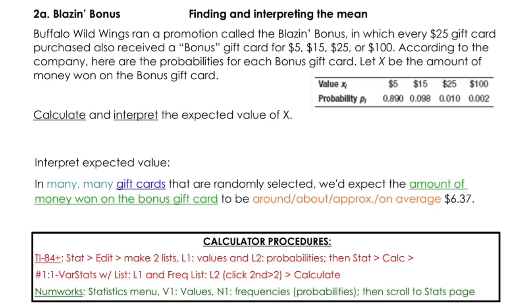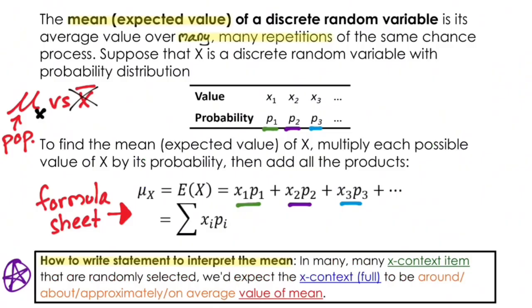According to the company, here are the probabilities for each bonus gift card. Let X be the amount of money won on the bonus gift card. We have 4 values in our probability distribution, and we are being asked to calculate and interpret the expected value of X. Now, this would be a good time to perhaps pause the video, go back and look at the formula and try to implement it yourself.